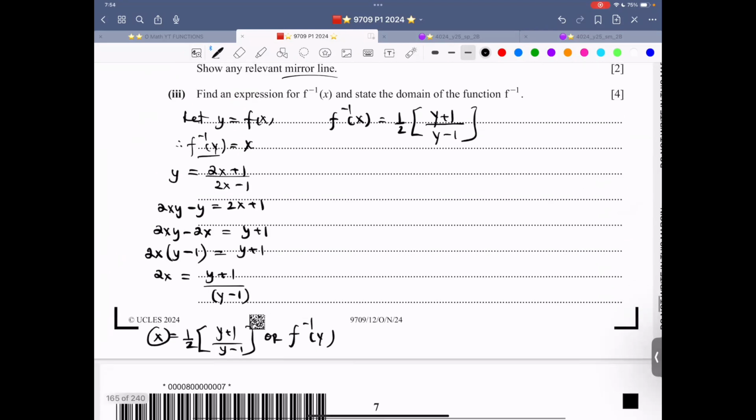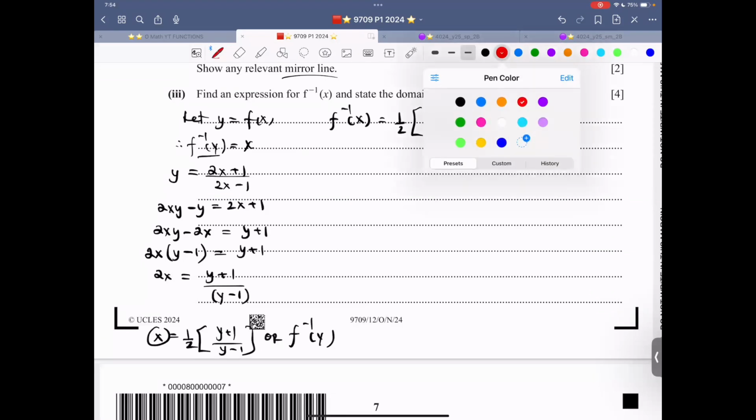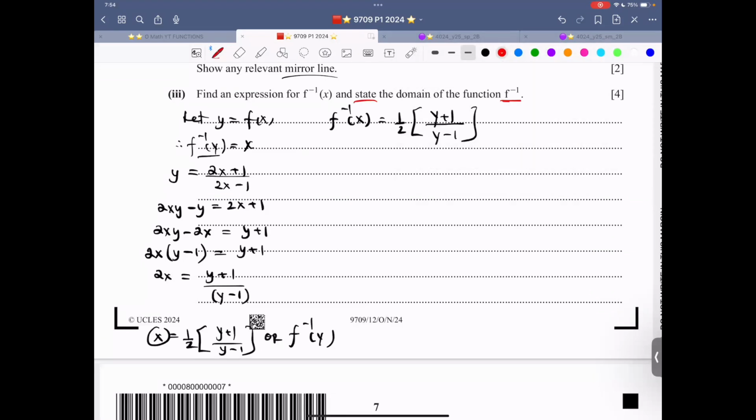That's pure algebra. Now it's asking, state the domain for f inverse. We know that the original function, let me write it, f(x). Let me write over here f inverse x. Don't just ignore the colors. So now the domain of f is the same thing as the range of f inverse.